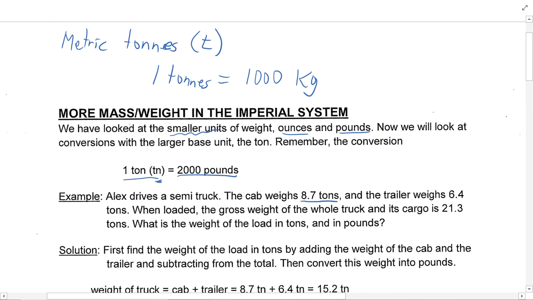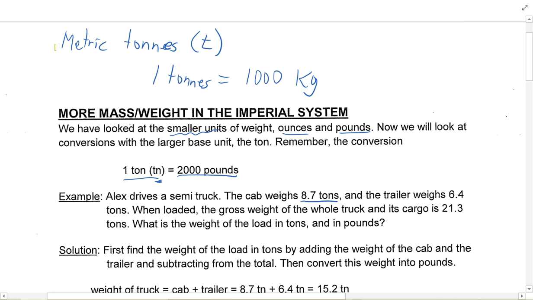We're going to look at larger measurements. The smaller measurements we looked at yesterday were ounces and pounds. Today we're going to look at tons, or TN. That's the abbreviation for the imperial system, and that equals 2,000 pounds.